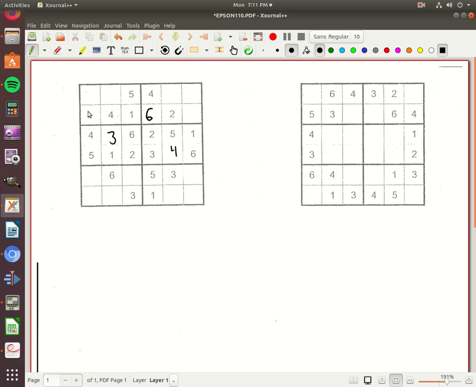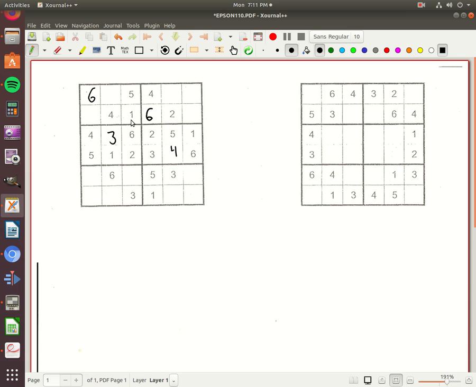Like, I know that this can't be a 2 because I already have a 2 in this row. So either of these ones looks like it could be 2, so I don't know what to do there yet. I know this can't be a 3. So either of these could be a 3, 4, 5, 6. Well, I know this can't be a 6. This can't be a 6. This can't be a 6. So this must be the 6. And again, I know that this has to be the 6 because I already have a 6 in this column, and I already have a 6 in this row. So that has to be a 6.